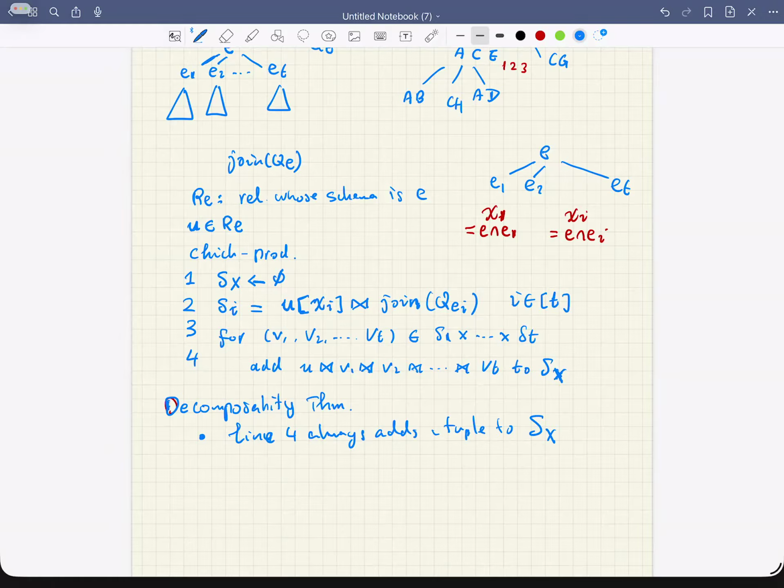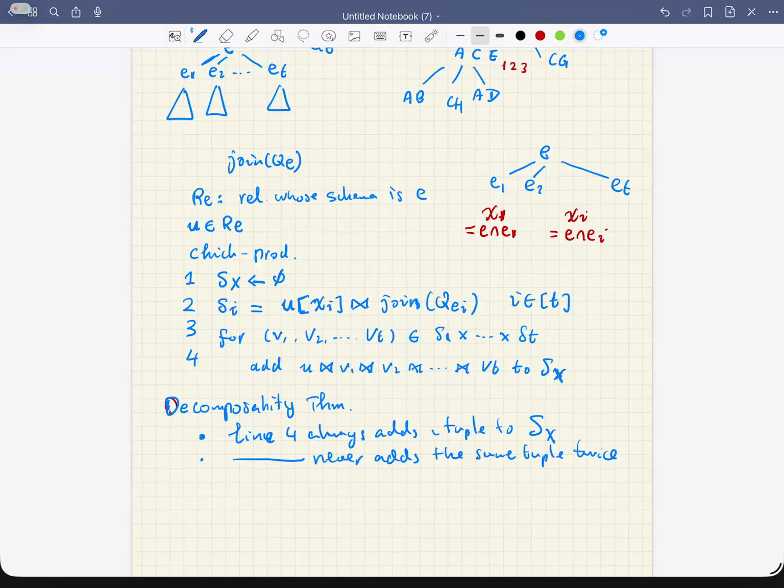So now I can say, this U, 1, 2, 3, produces how many tuples in the subjoin of ACE. Now I can immediately do multiplication. I simply look at the sizes of S1, S2, and S3, and multiply them. So this is the first thing. And the second thing says line 4 never adds the same tuple twice to Sx. Every time you execute line 4, a new tuple is being added to this Cartesian product.